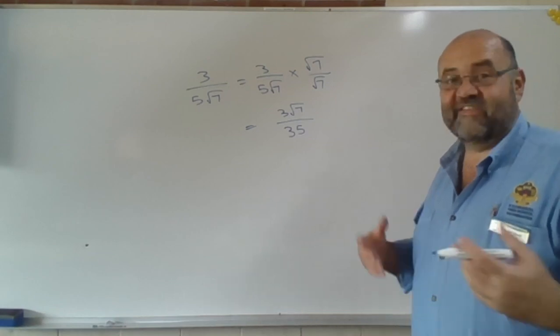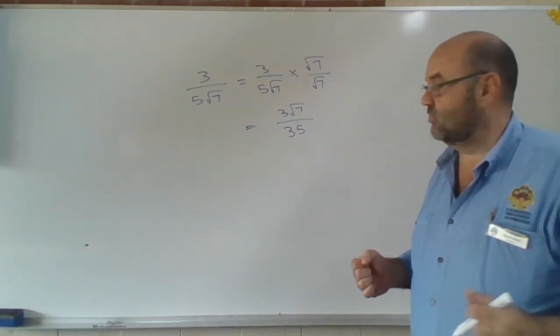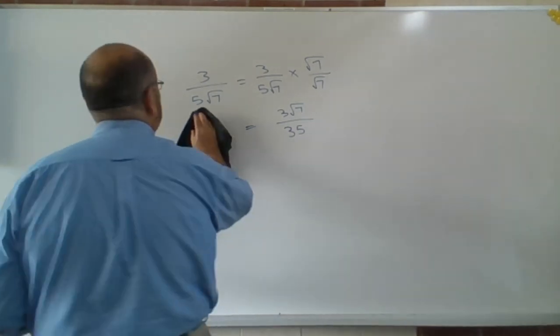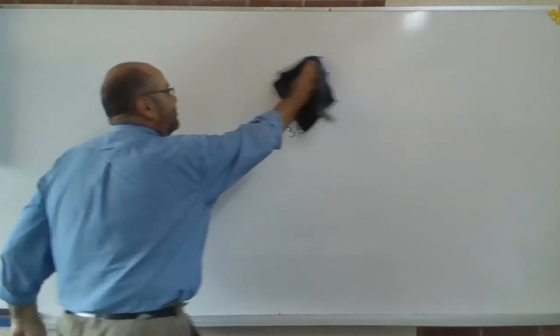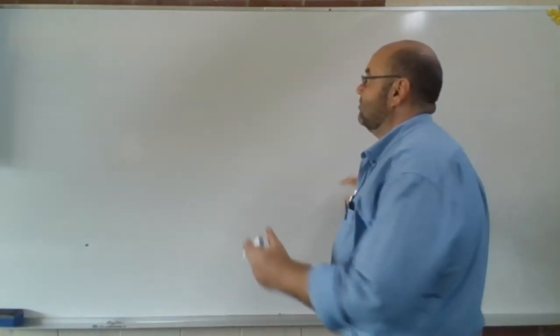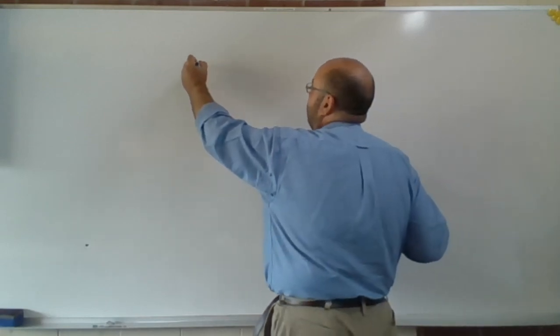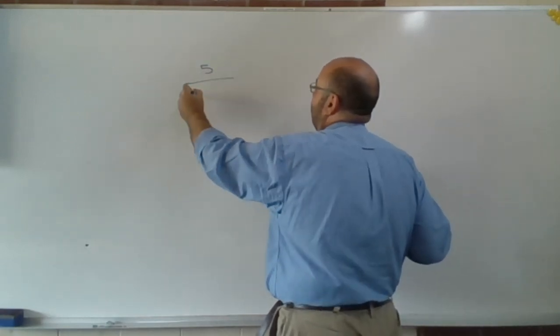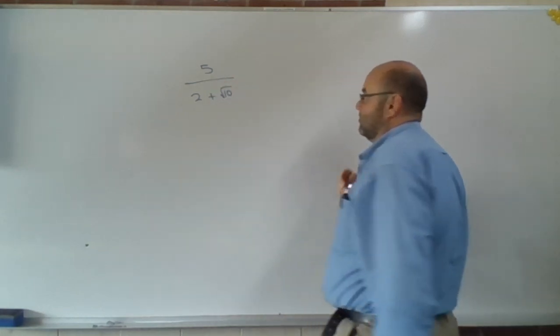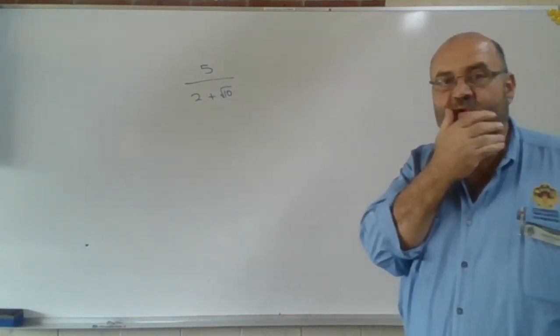Okay, let's step it up a little bit more. So what happens if I've got not a number being multiplied by my third? What if I've got something being added or subtracted to it? So what if I've got 5 over 2 plus root 10? What happens then?